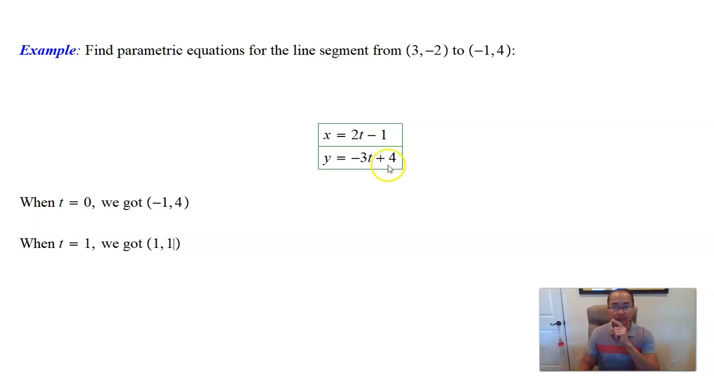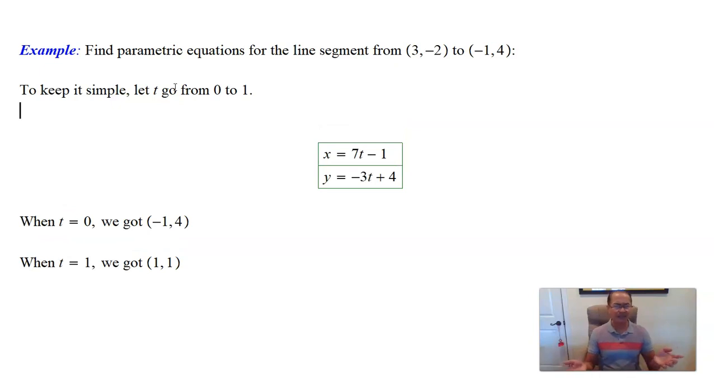That's our starting point when t is 0, because no matter what coefficients you have over here, that can be 7 for all we care. When we plug in 0, we'll get negative 1. So that's the idea. If you plug in 0, we must get 3, negative 2. And you might be wondering, why 0? Well, it's because we want to keep it simple. Let t go from 0 to 1. Can't it be from negative 7 to pi? Yeah, you could do it for any two numbers that you want. 0 and 1, I hope you agree with me on this, are the simplest real numbers ever. So we'll keep it as simple as possible.